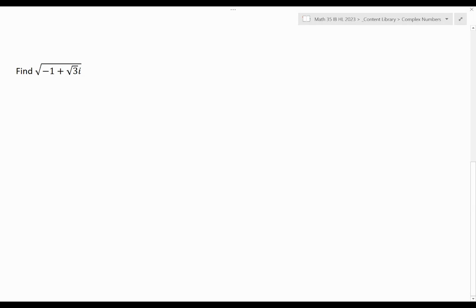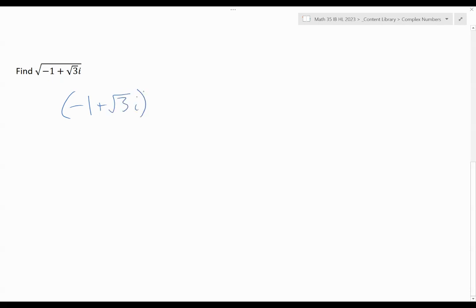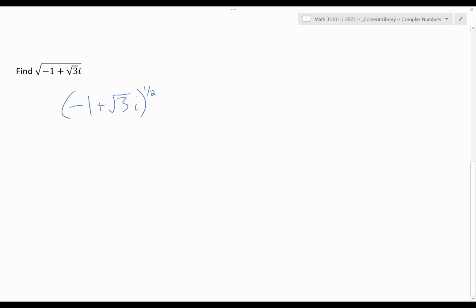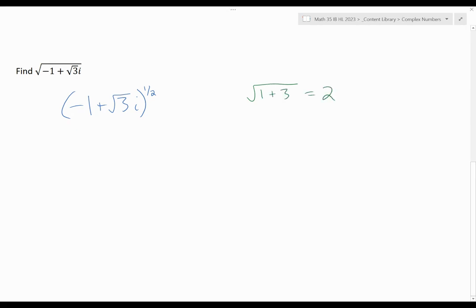So if, for example, I have a square root, which is simply negative 1 plus root 3 i to the power of 1/2, to find a simplified, Cartesian form of this square root, I'm going to initially have to convert it into polar form. So I need the modulus and the argument. So remember, the modulus is simply going to be the square root of negative 1 squared plus root 3 squared. So 2 is the r value here.